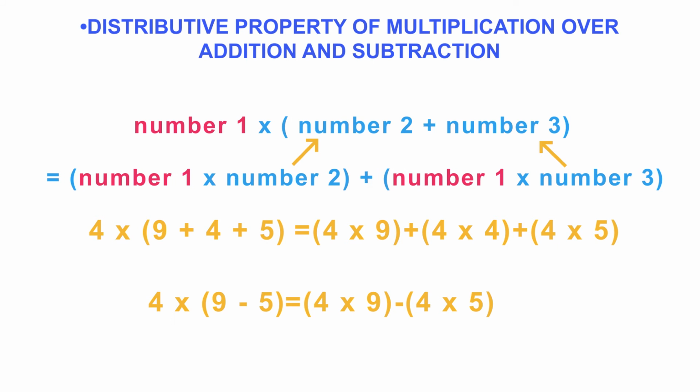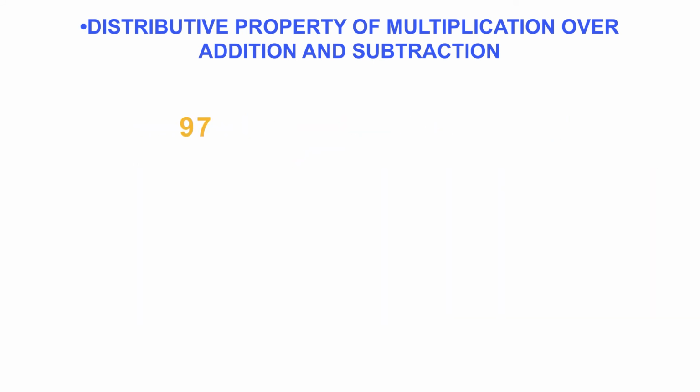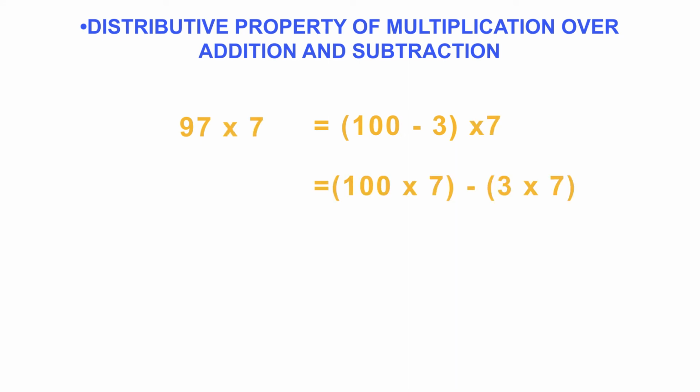Distributive property helps in simplifying complex multiplications. For example, 97 multiplied by 7 can be calculated easily by using the distributive property. 97 can be written as 100 minus 3, and its multiplication with 7 can be written as 100 multiplied by 7 minus 3 multiplied by 7, which is 700 minus 21, or 679.